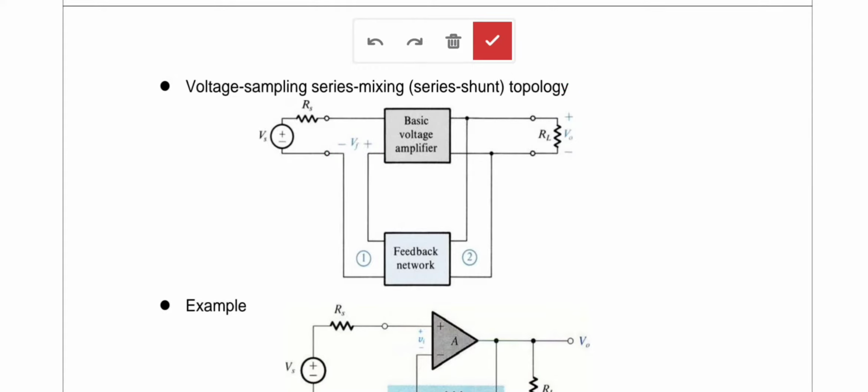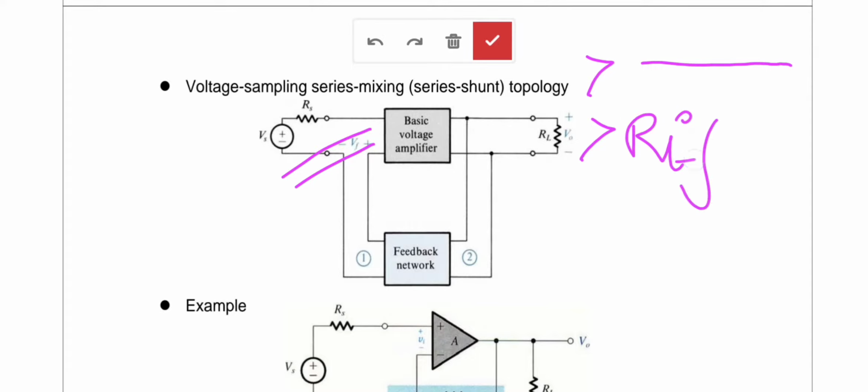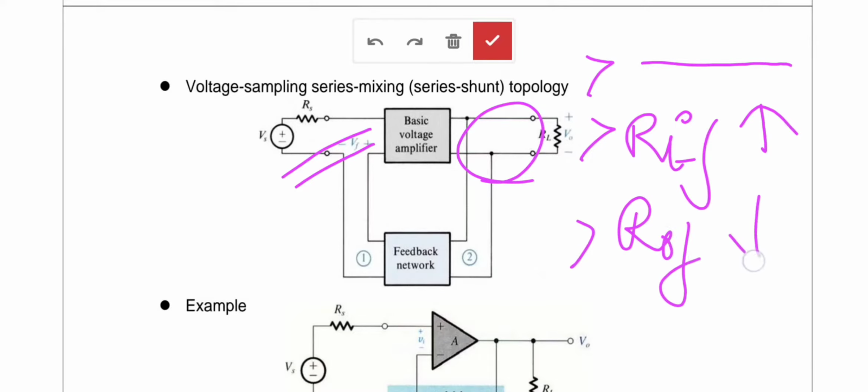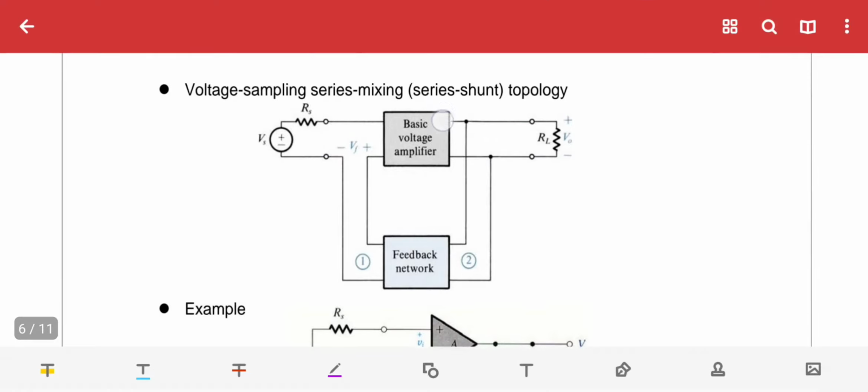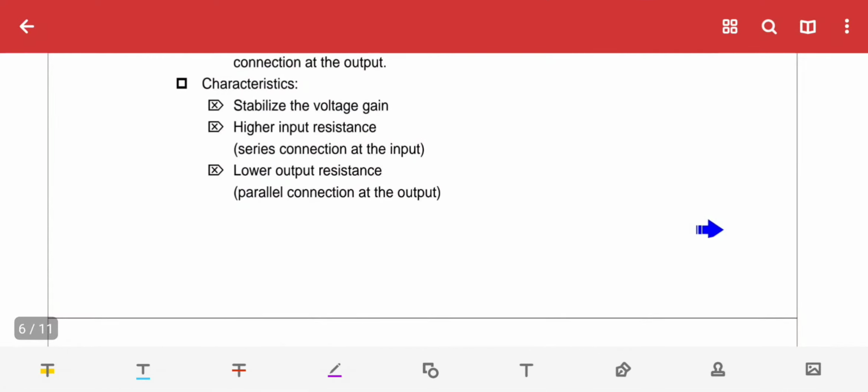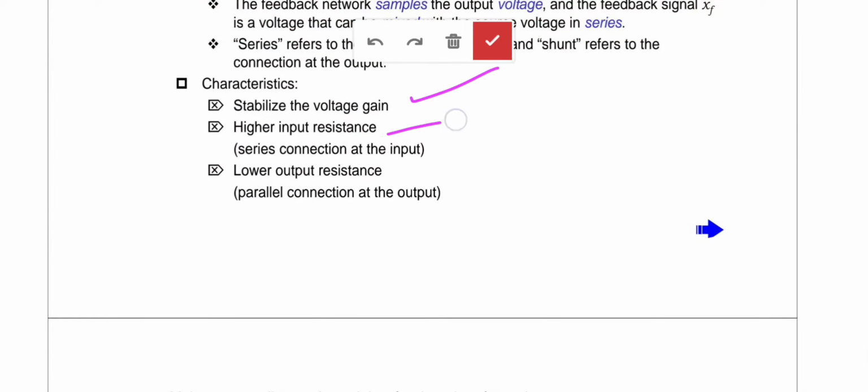So what are the characteristics of this particular circuit? It stabilizes the voltage gain of the amplifier. Second one, since it is series connection, input resistance increases. Here it is shunt connection, so output resistance decreases. These are the characteristics of this feedback structure: stabilizes the voltage gain, higher input resistance due to series connection, lower output resistance due to parallel connection at the output.